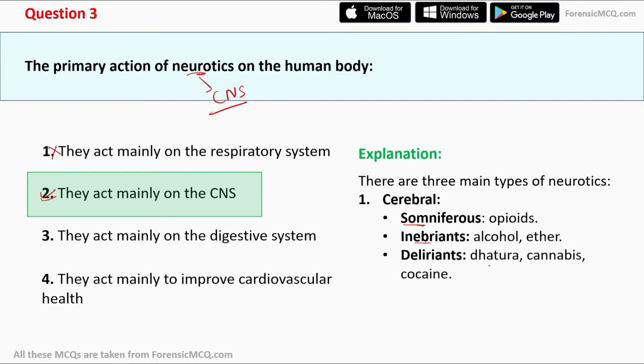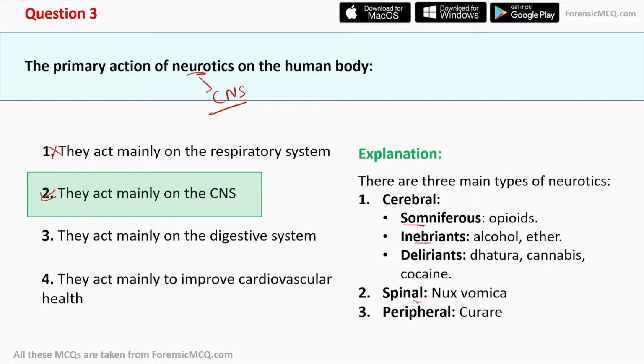And most common examples are datura, cannabis, and cocaine. And the second main category of neurotics are the spinal. So they usually act on the spinal cord of the human body. And one common example is nux vomica.